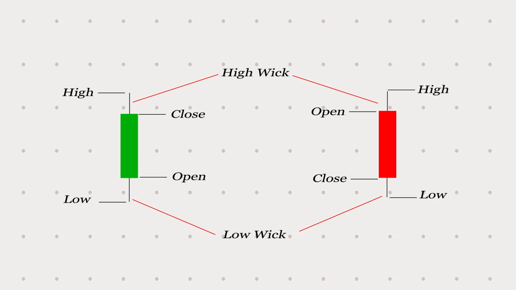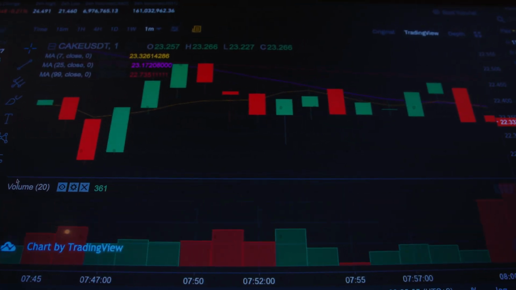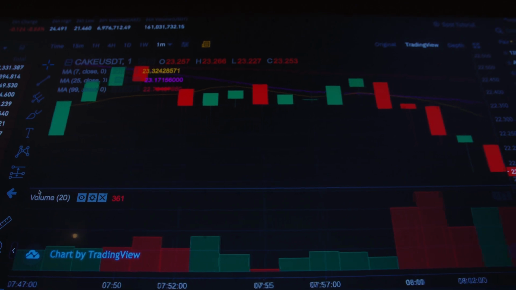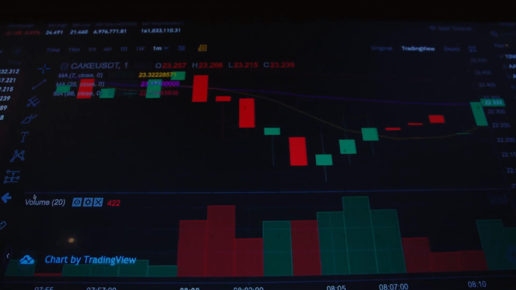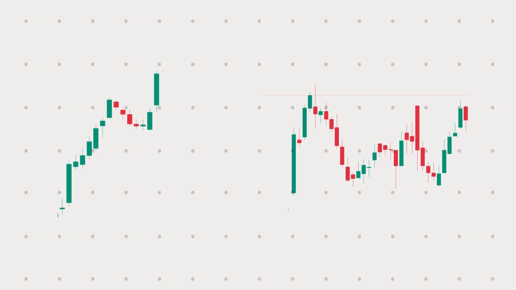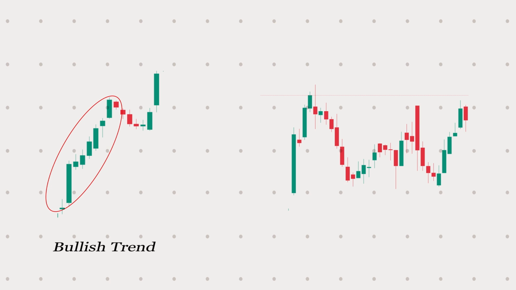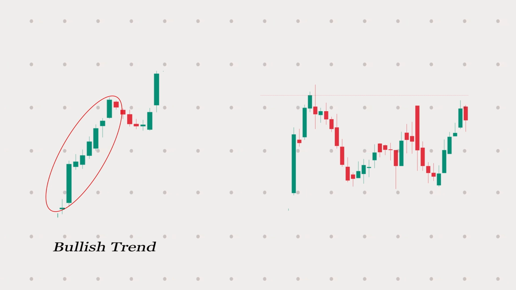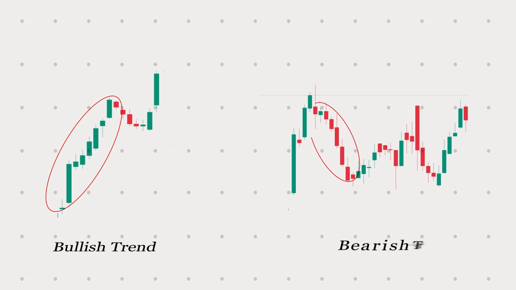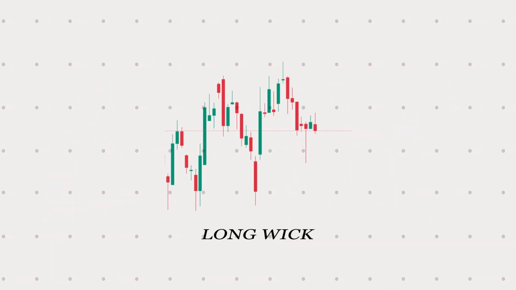Now, why is this important for traders? Candlesticks are not just random shapes. They're the foundation of price action analysis. Identifying trends. A series of green candles indicates a bullish trend. Prices are rising. A series of red candles shows a bearish trend. Prices are falling.